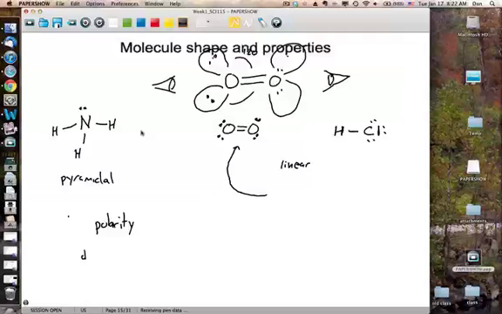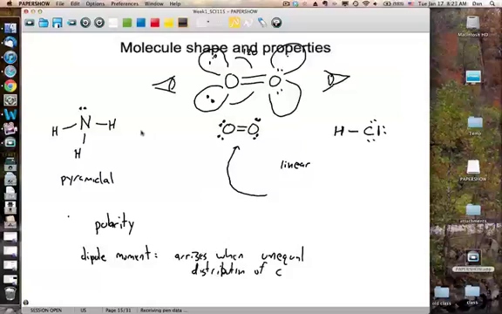So a dipole moment arises when there's an unequal distribution of charge. I know what you're saying. You're saying, but Dan, none of these molecules are charged. Well, that's true. But as it turns out, while they do share electrons, they don't share them evenly.